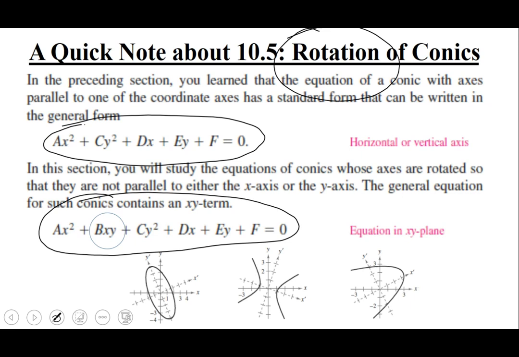Whether or not you've realized it, every conic you have graphed so far has in fact been parallel to the x or y axis. So if there were to be some Bxy term, your conic would actually be rotated so that it was not parallel to the x or y axis. Those are just a couple of examples to show you what it would look like. Again, we're not going to do those this year.